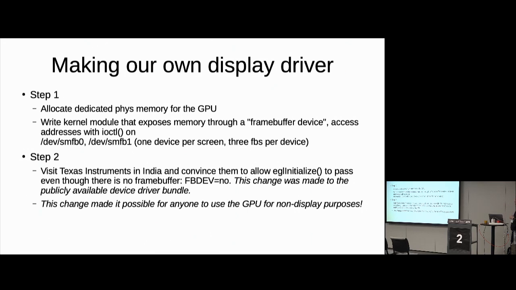And step number 2 was to visit Texas Instruments in India and try to convince them to allow EGL initialize, which is like the first line of code you write whenever you want to do OpenGL or OpenGL ES, and allow that to pass even though there literally was no frame buffer. And they agreed on that, and not only that, but they agreed to merge that change into their official software, which is published, which meant that anyone in the world who wanted to use these Texas GPUs for entirely off-screen usage got that feature, which I thought was pretty cool. It's not open source, but it's contributing to software which is made public, which I thought was cool.